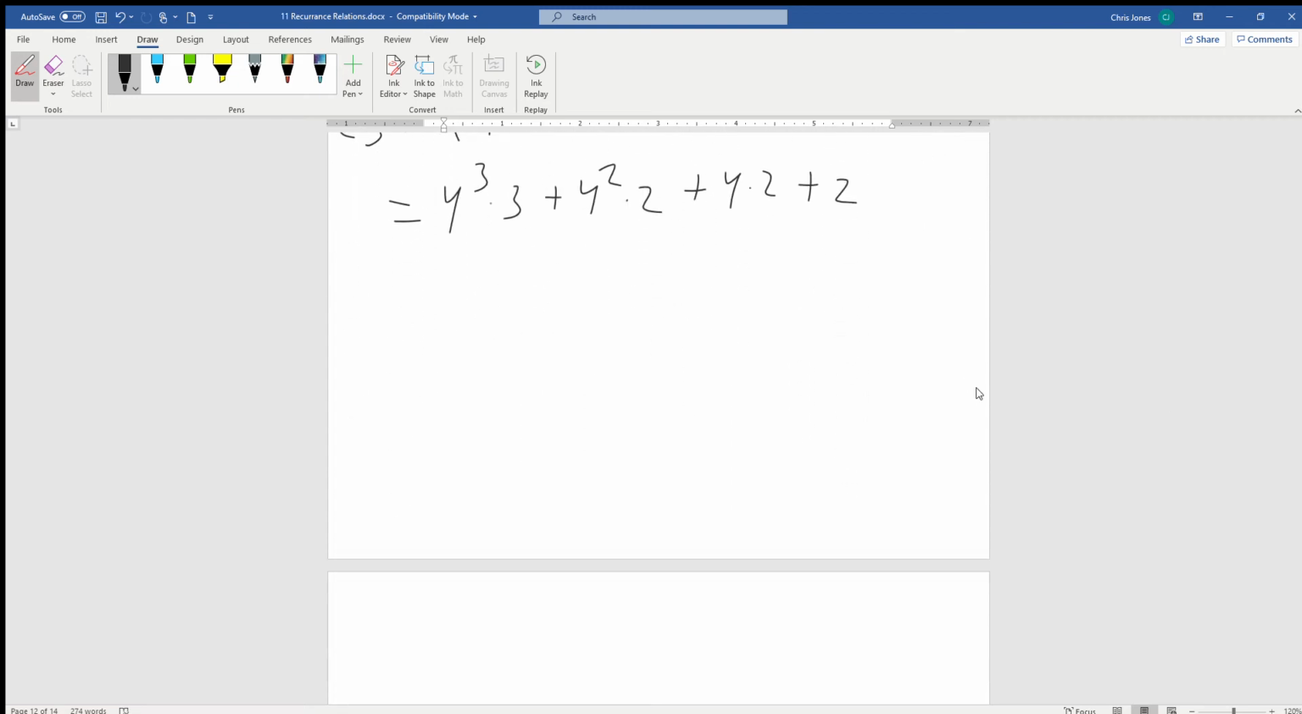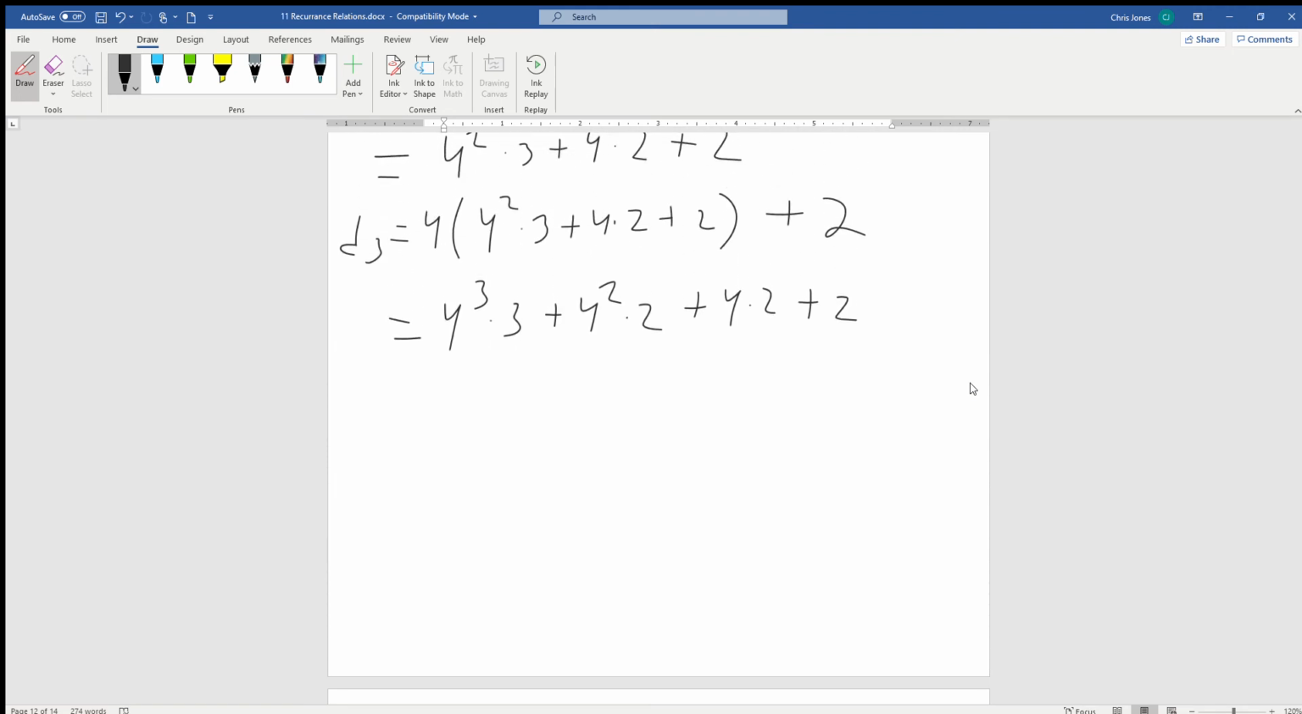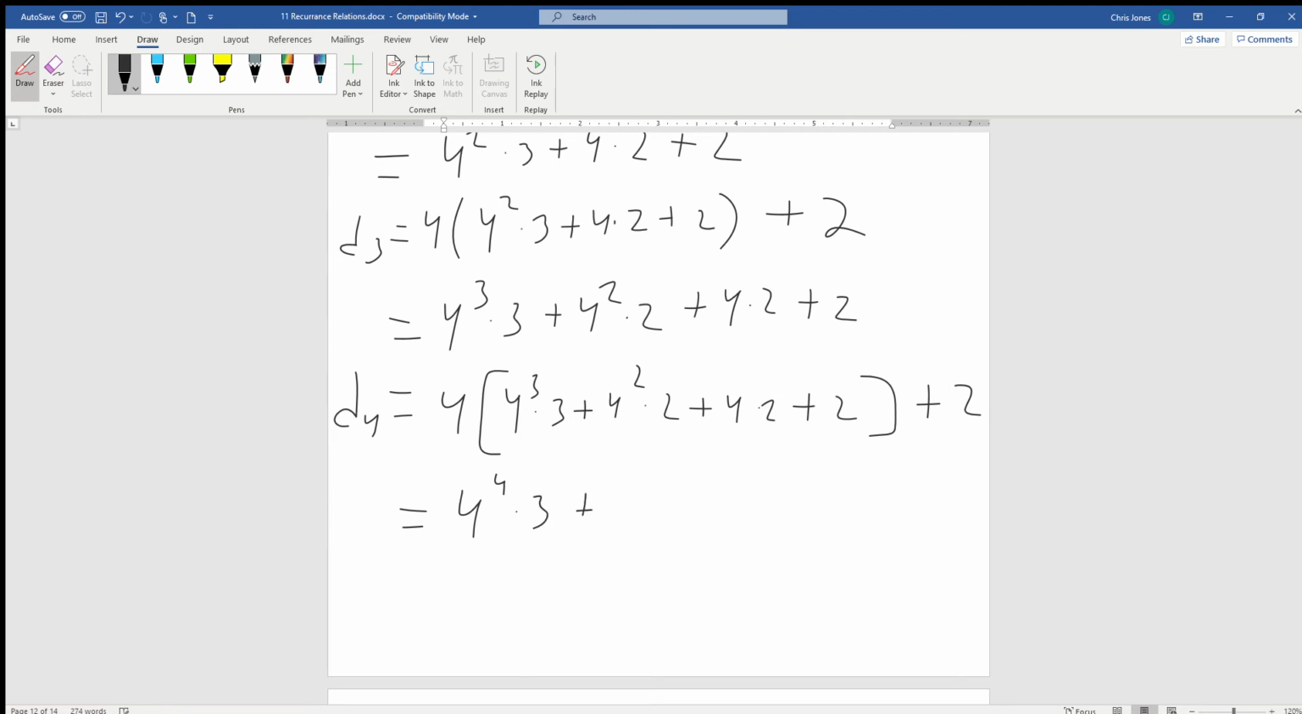And hopefully we're starting to get a little bit warmer with this. D4 is 4 times the previous instance: 4 cubed times 3, plus 4 squared times 2, plus 4 times 2 plus 2, plus another 2. Or, in other words, D4 is 4 to the fourth times 3, plus 4 cubed times 2, plus 4 squared times 2, plus 4 times 2 plus 2.